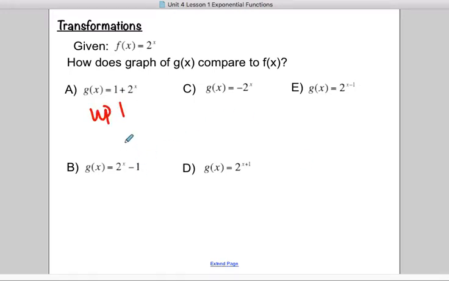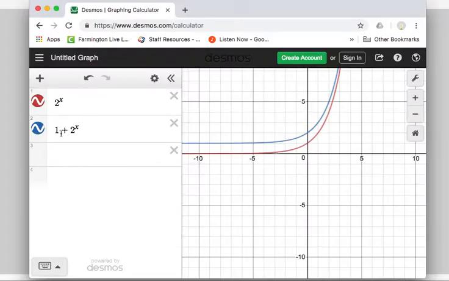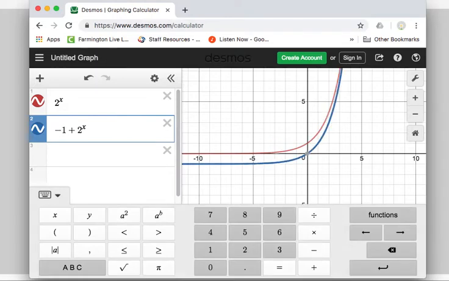I'm not going to graph it, but this was a positive 1 and this is a negative 1. So the guess would be that we are going to go down 1. Once again, you could graph it and have support for it. Let me see if I can grab mine. I can change this real easily. Just make this negative. Correct. It went down 1. The next one we're going to go ahead and look at is negative 2 to the x.